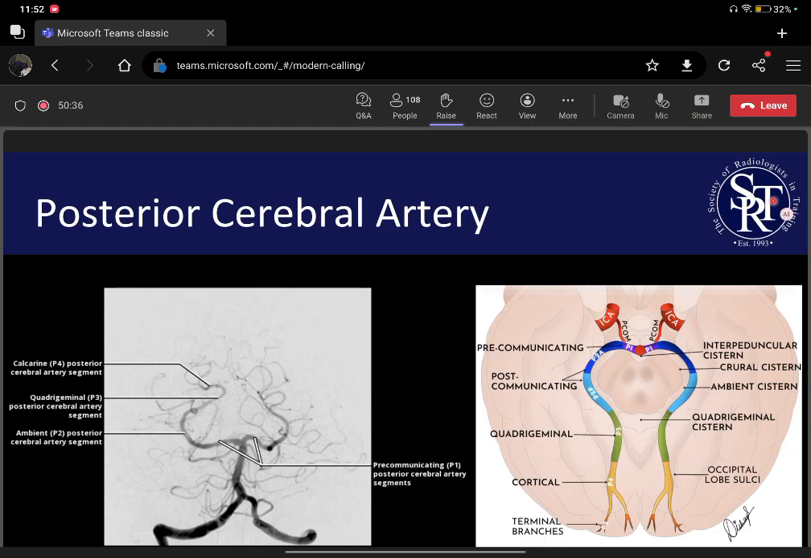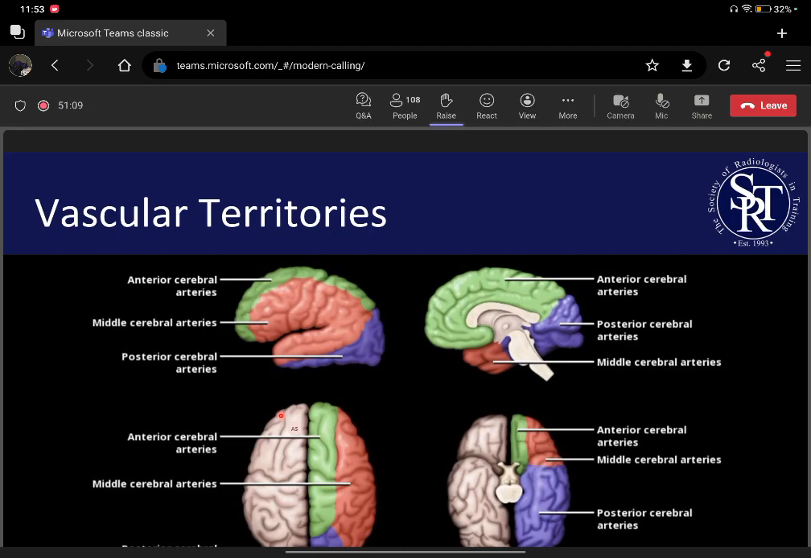Our posterior cerebral artery also has 5 segments. And once again, here we can see P1, the pre-communicating segment, from when it originates from the basilar artery. And after the posterior communicating artery joins, it becomes P2, the post-communicating segment, as it goes around the midbrain. So once again, here in this digital subtraction image, P1 up until the posterior communicating artery joins, and then as it goes around the midbrain, it is P2, the post-communicating segment.